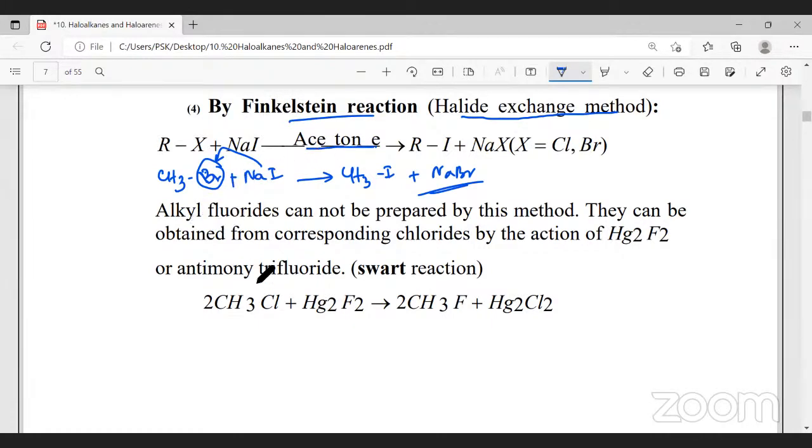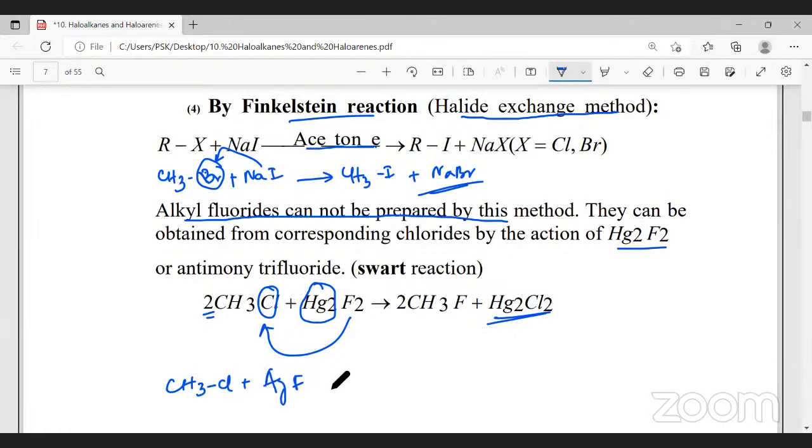Now, similarly, the Swarts reaction. Alkyl fluorides can be prepared by this method. They can be obtained from the corresponding chlorides by the action of Hg2F2, mercurous fluoride. Now you can see here CH3Cl, Hg2F2. The Hg2 and 2Cl get eliminated as Hg2Cl2, and in place of Cl, F goes. Therefore, you get CH3F. Likewise, the same reaction we can learn. This is also the Swarts reaction.